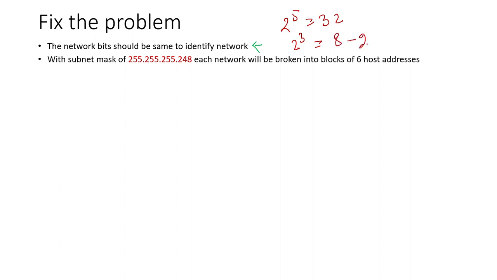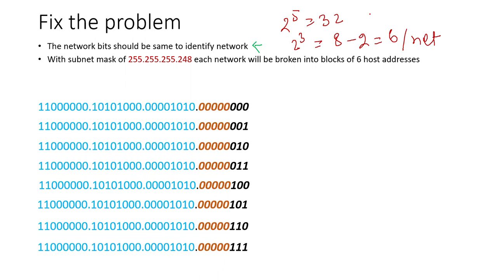And if we minus 2 IPs, one for network and one for broadcast, we will have 6 hosts per network. Now let's look at the first network. The total networks we can create are 32. Now look at the first network.